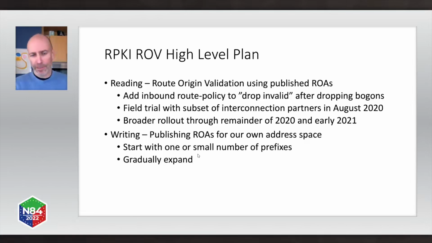In our inbound policy, we added it after dropping the so-called bogons, the reserved address space and so forth. We did a field trial with a subset of interconnection partners starting in August 2020, and kept rolling that out through the remainder of 2020 and into early 2021. On the writing side, publishing ROAs for our own address space, we started with a small number of prefixes and gradually expanded. That was mostly done in early 2021.